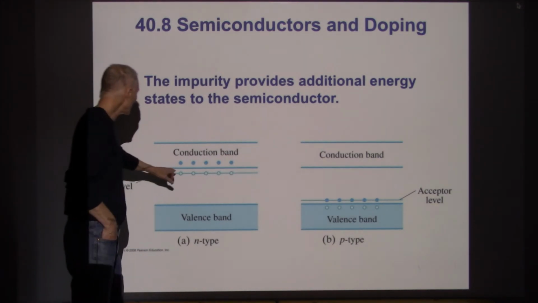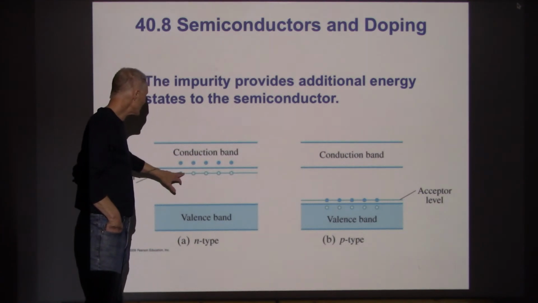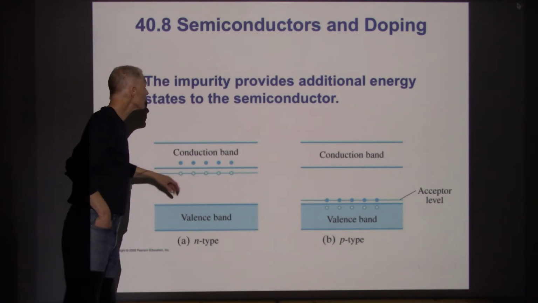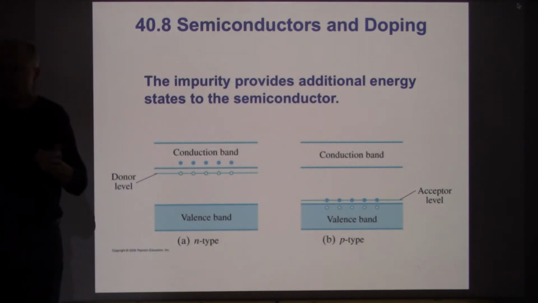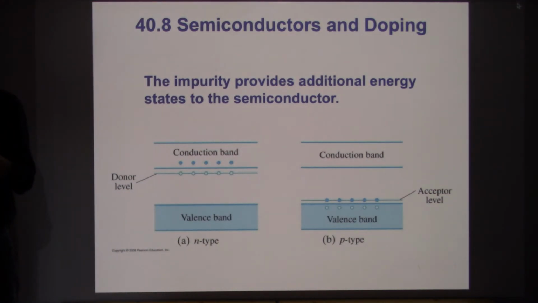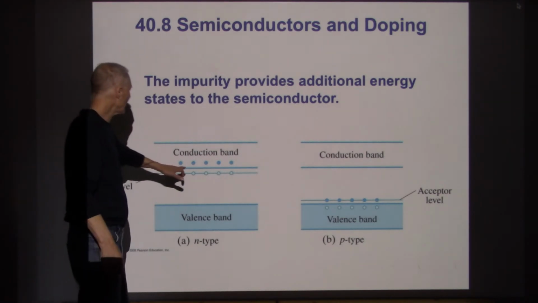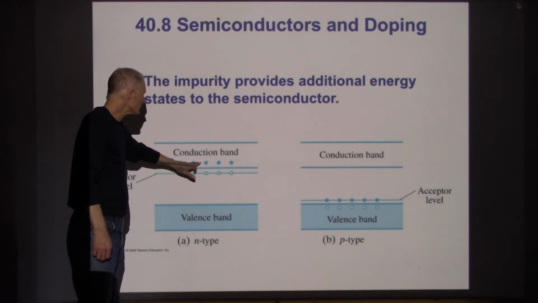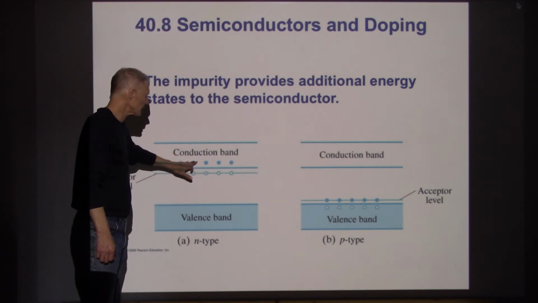And so here are the electron states, and the electrons that are filling them can easily move into the conduction band. So by putting in a little bit of a type 5 element, column 5 in the periodic table, compared with silicon, which is in column 4, we've got that extra state and an extra electron, and we can have those electrons now become conducting.